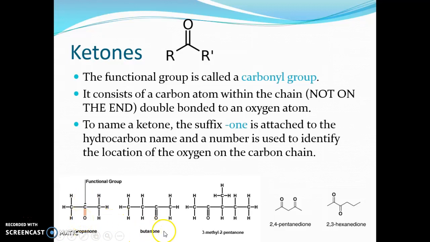Same thing, butanone doesn't need a number, there's only one possible butanone. But then here you have a few others. 3-methyl-2-pentanone, 1, 2, 3, 4, 5. Ketone on the second carbon, methyl group on the third carbon, and here's some diones that you can see. So ONE is the ending, and then a number to let you know where that is.